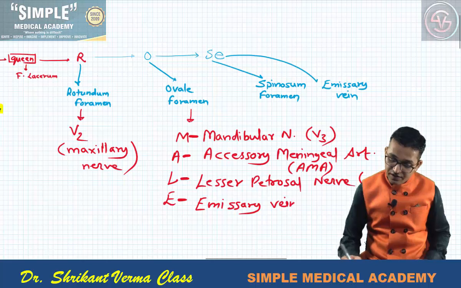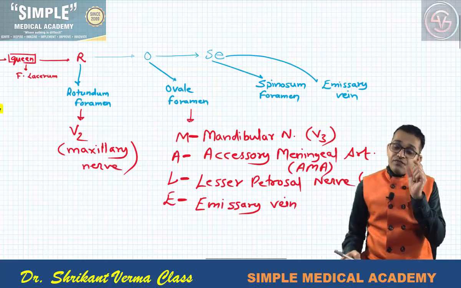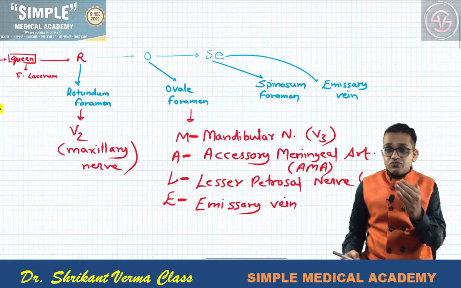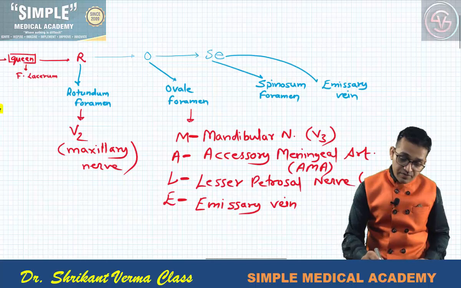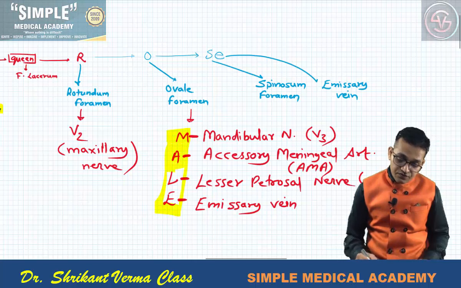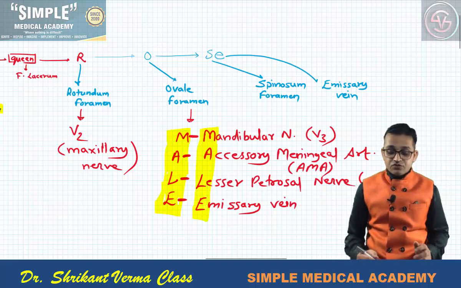emissary vein. What is the emissary vein? The veins which connect the extracranial veins to the intracranial veins are known as emissary veins, as we have seen in our video of the scalp. So you can remember the various structures passing through the foramen ovale. They can be remembered by this first year trick, MALE. So MALE, these structures are passing through the foramen ovale.